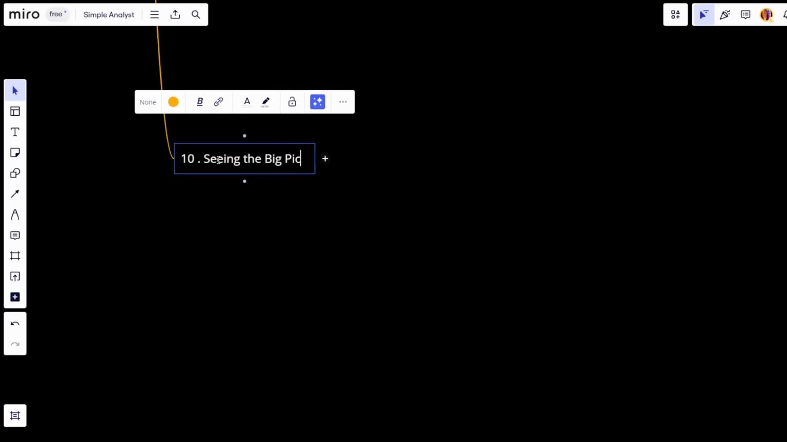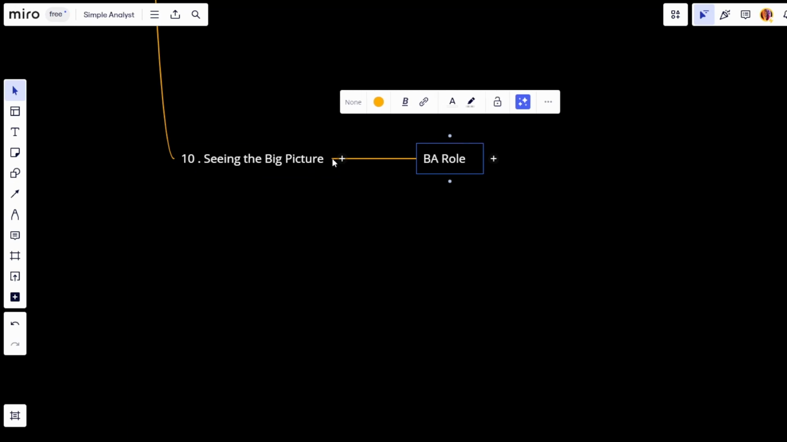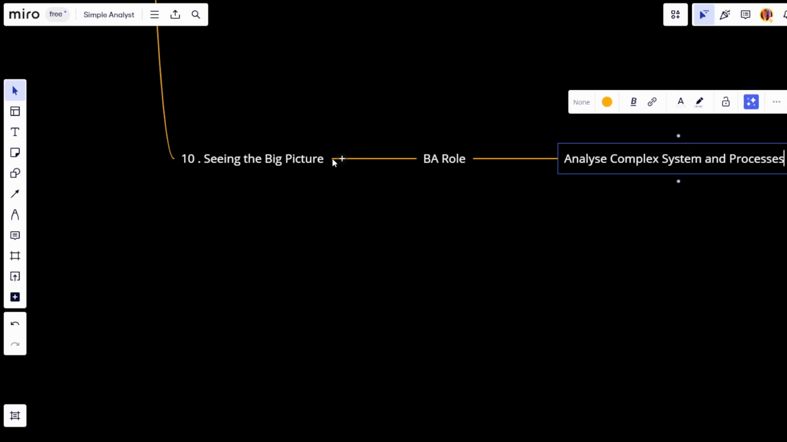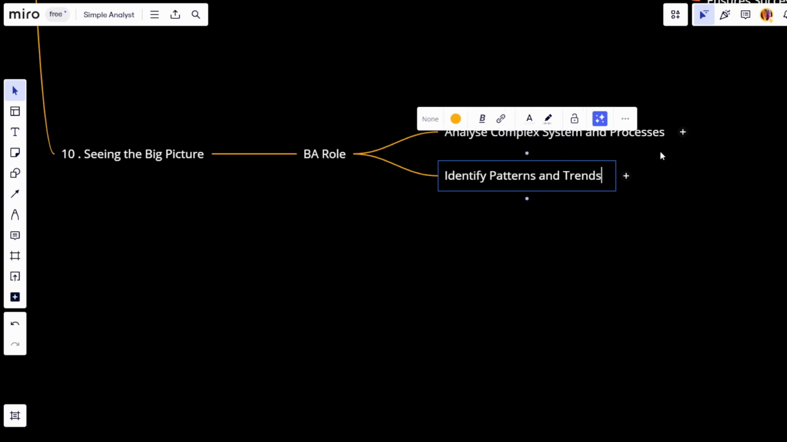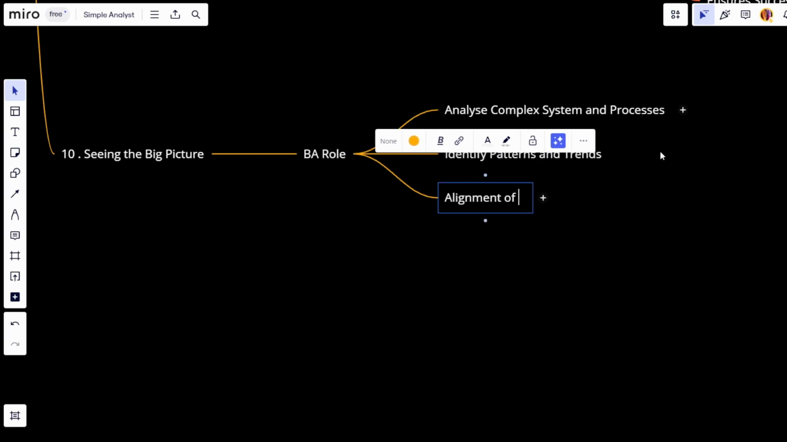10, seeing the big picture. As a BA, it's important to see the big picture. Our role involves analyzing complex systems and processes, identifying patterns and trends, and envisioning the ideal solution that would align with the organization's objectives. It's really important to see the big picture, because by doing this, you can effectively identify root causes of a business problem, propose innovative solutions, and guide stakeholders towards achieving their desired outcome. Having this holistic perspective is really crucial in driving a successful project outcome and ensuring that the long-term success of the business is met.